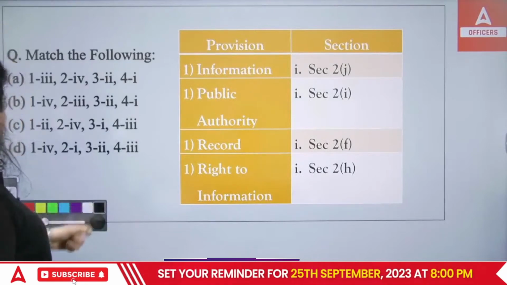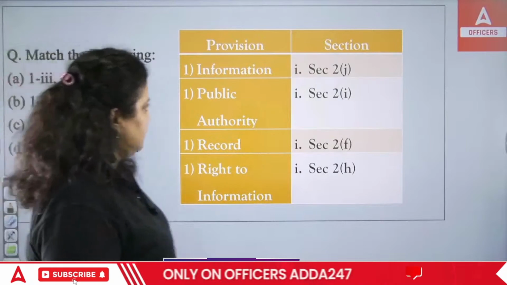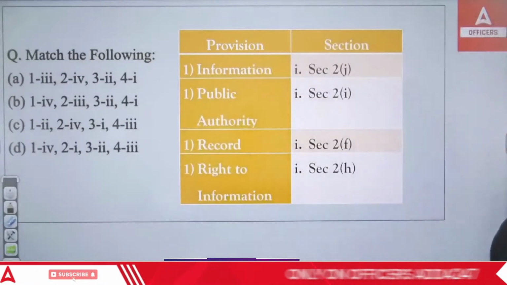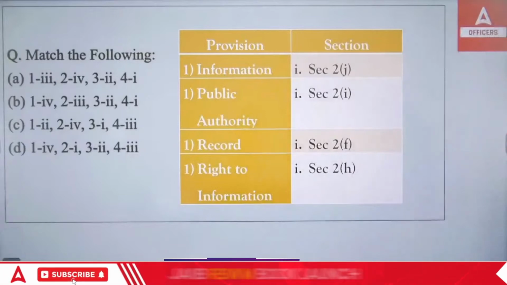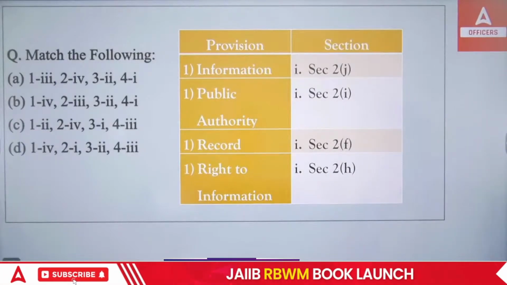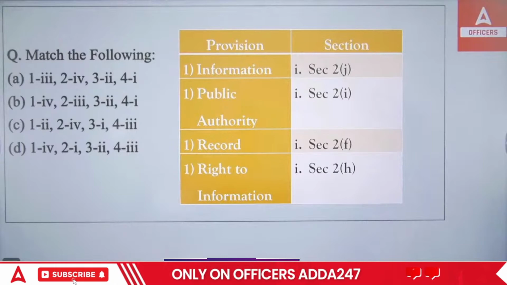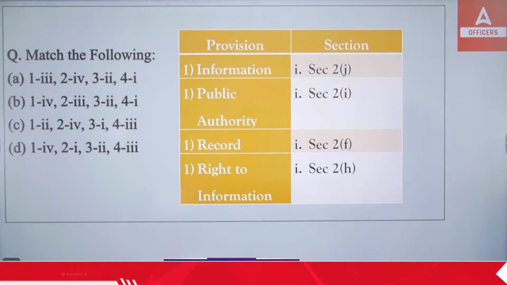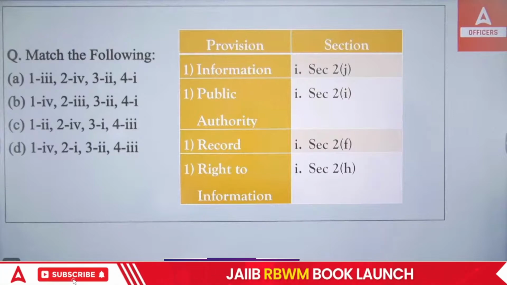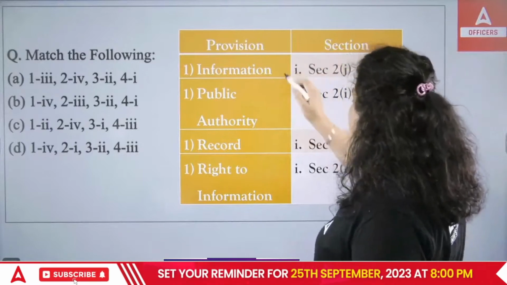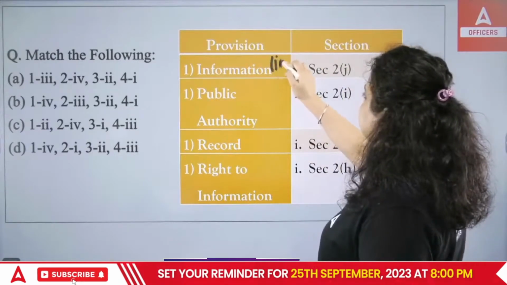Out of that, you have to tell which of the following is correct. The provisions have been defined about information, public authority, record, and right to information, and the sections have been given to us here: section 2J, section 2I, section 2F, section 2H. So which of the following is correct? If I talk about information, it is defined under section 2F. So information is a part of section 2F. It means the third one.